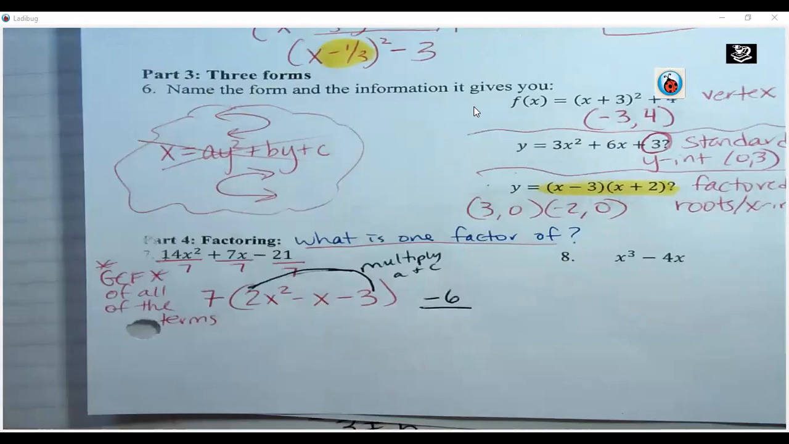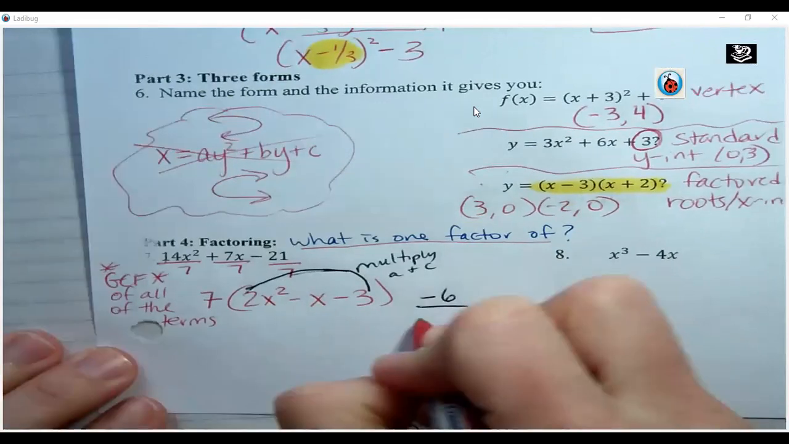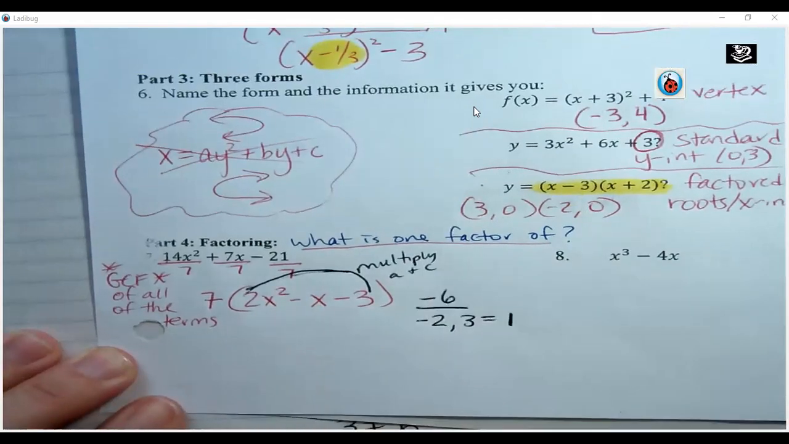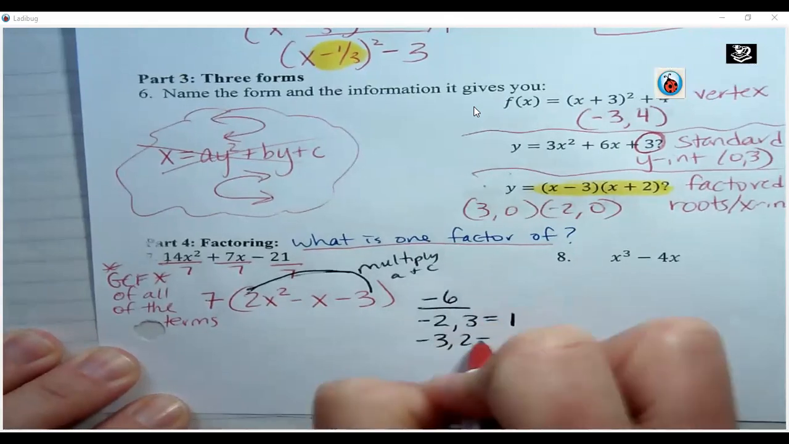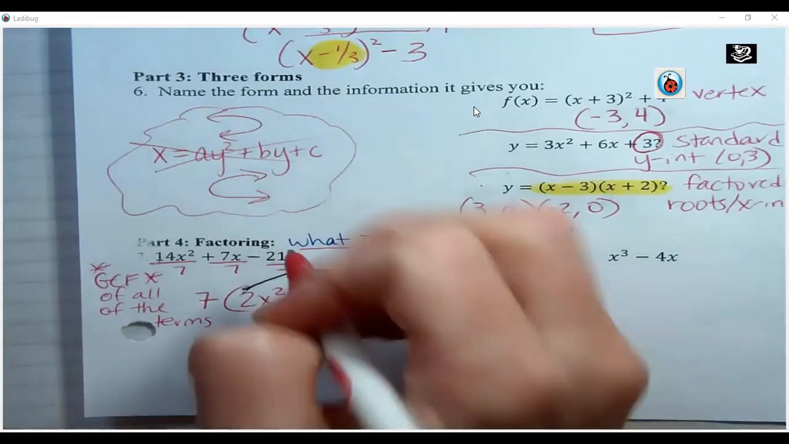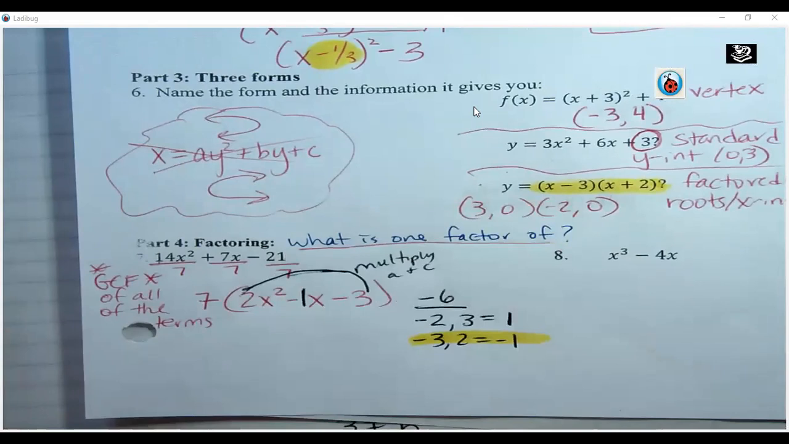All right. What factors give me negative 6? Negative 2 and 3. That adds to give me 1. Or wait, no, that's negative 3 and positive 2. Good. All right. Which combination do I want? The one that gives you negative 1, because that's the number in front of negative x. Very good.